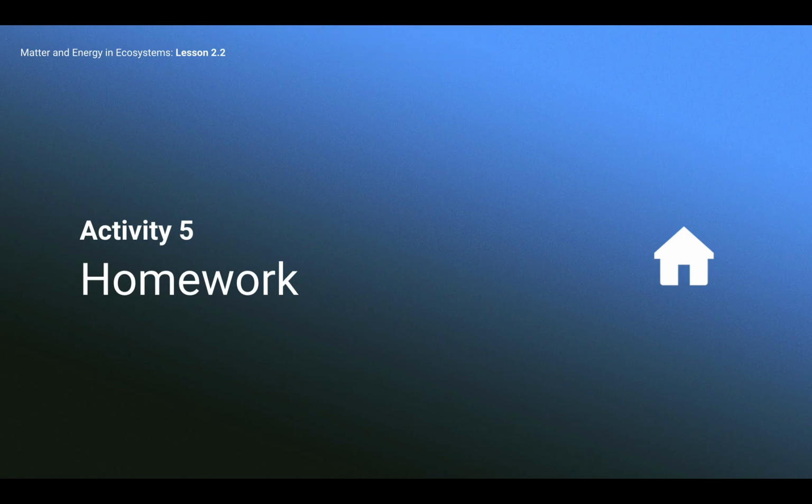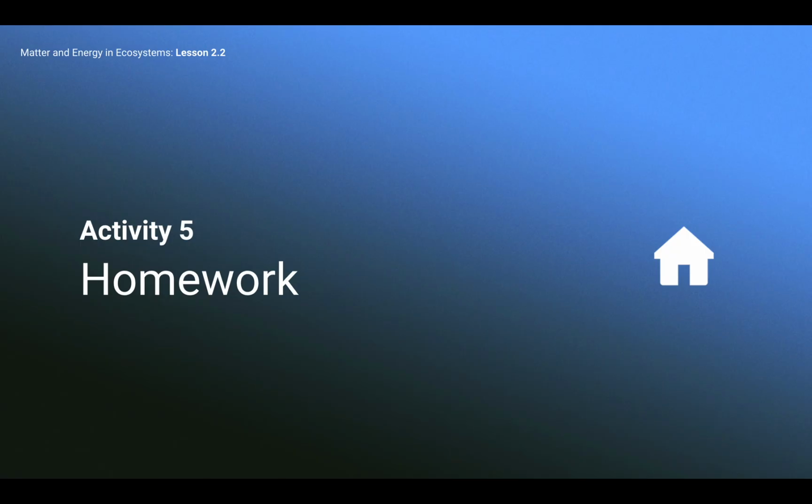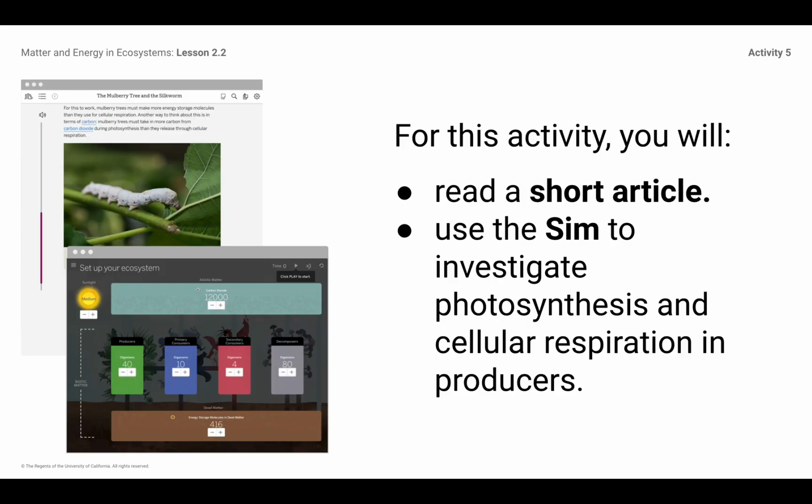There is an activity 5. What's activity 4? I think I skipped activity 4. I didn't want to do it. So activity 5 is homework. You guys can certainly do that if you feel like you need a little bit more practice. There's a short article, and then there's an investigation for the sim to investigate photosynthesis and cellular respiration just in producers.